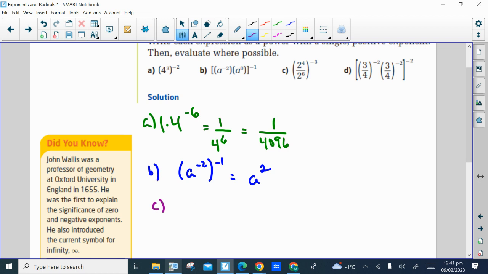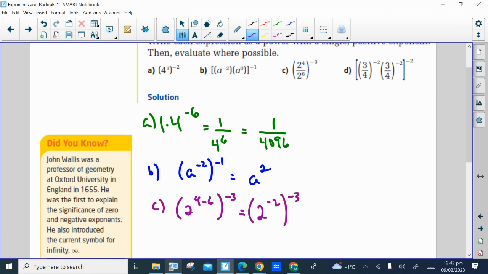Question C, I would probably work inside the brackets first. You're dividing powers with the same base of 2. The law says you subtract the exponents and keep the base the same. And 4 take away 6 is negative 2. So we have 2 to the negative 2 raised to the power negative 3.